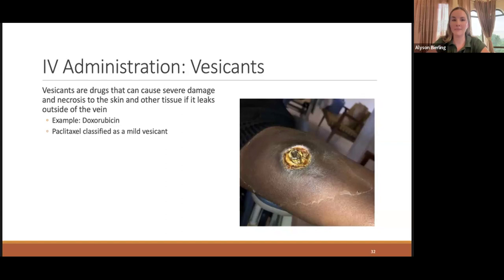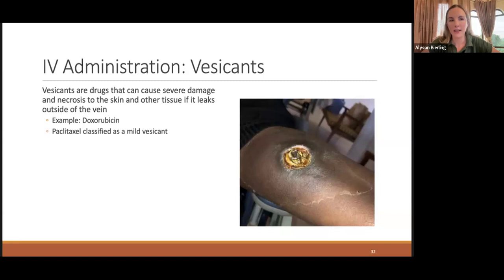damage, which you can see a photo of on the slide here. This would not happen with a drug like cyclophosphamide or an antibiotic typically that you're giving. We know that there are certain chemotherapy drugs that, for certain reasons, can cause that severe tissue damage. So we need to take special precautions, which we'll talk about, when we are administering those drugs.